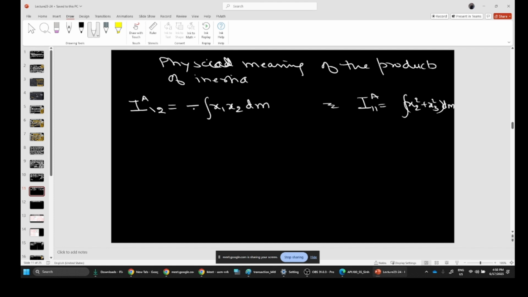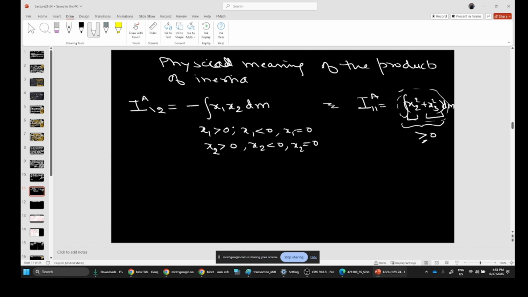And there is also a minus sign. And mind you, x1 and x2 themselves can be negative. So x1 can be like this for different dms, I am saying, and this. Whereas whatever was appearing here, the whole thing was always greater than or equal to 0. It was a positive definite quantity, this whole thing. Here it's not the case. Okay.